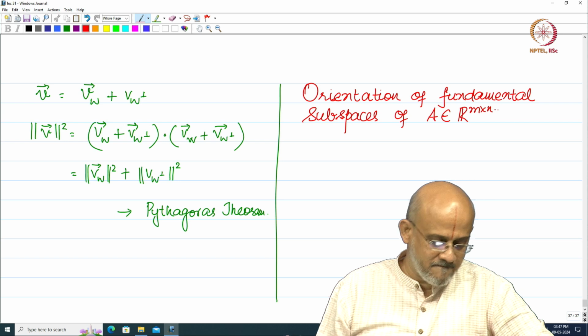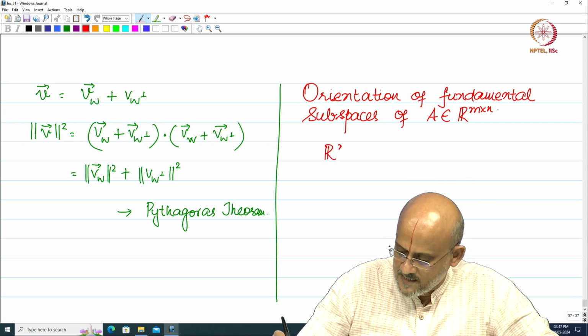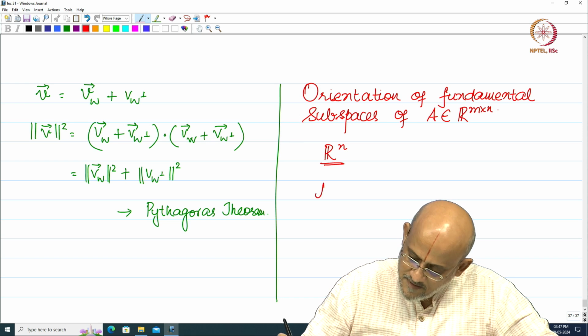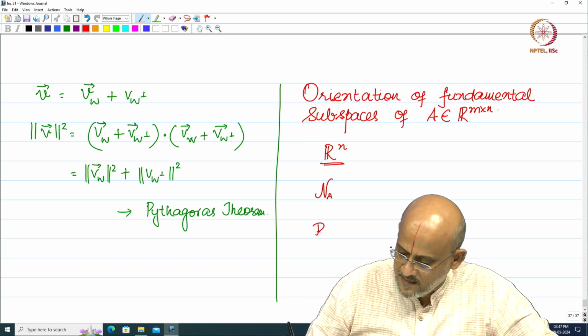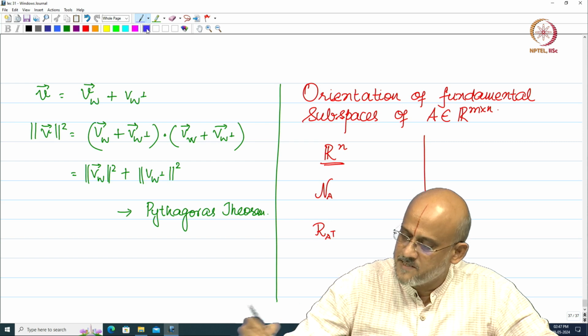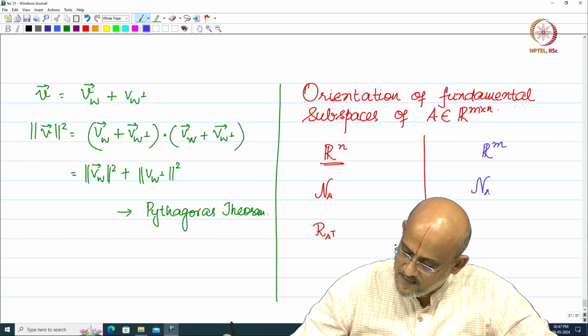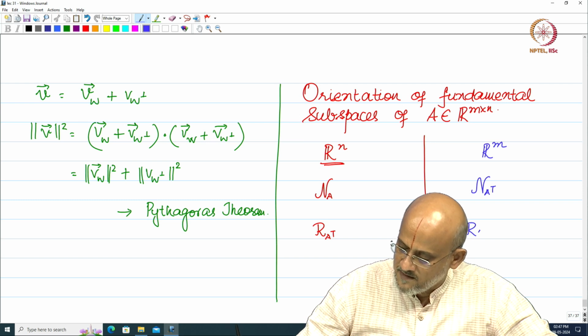We want to look at that. So, let us again write: on the Rn side we have the null space of A and the range of A transpose, or the column space of A transpose. On the Rm side we have the null space of A transpose and the range of A.